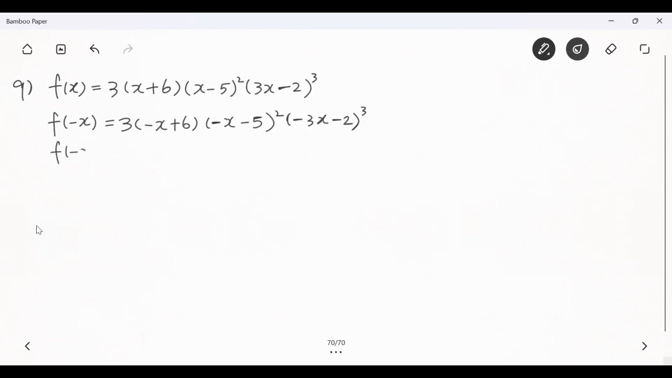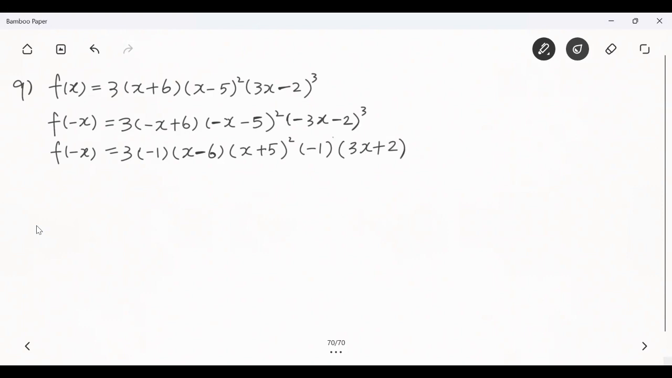And simplify that. It's 3, and take the negative 1 out. It becomes (x minus 6), right? And the next factor is squared. So we take the negative 1 out, so it becomes (x plus 5) squared, because square is an even power, right? The last one, take the negative 1 out, so it's cubed, so it's negative, right? So it becomes (3x plus 2).